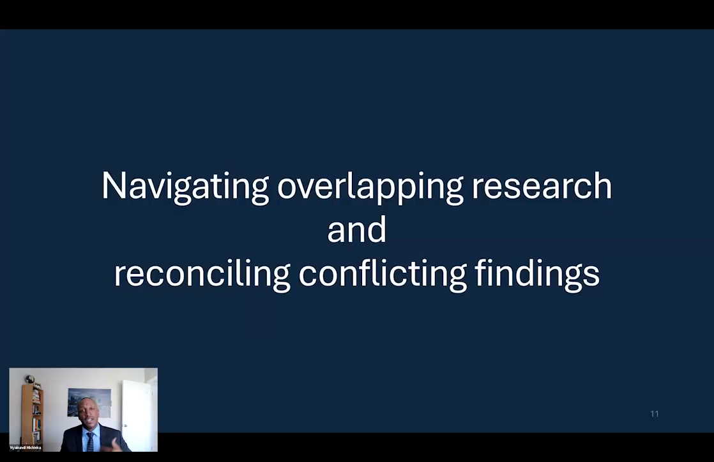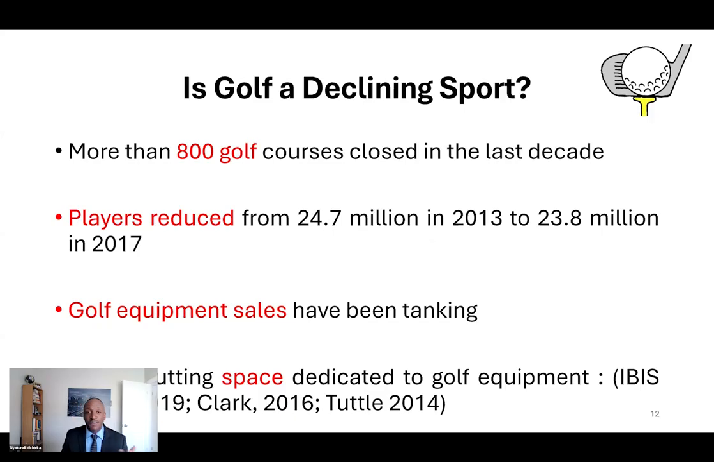So let's start off with the first part, which is how to navigate overlapping research and then bringing these findings together. We worked on a topic here in the Central Valley, right? And it started off with golf, right? Some of the questions that we ask here is, is golf a declining sport? That is a question that has been asked over the last couple of years. Now this study was published about 2 years ago, but at the time when we were looking at this, there were about 800 golf courses which had been closed. There was a time when we had a significant number of golf courses being closed. The number of people who play golf reduced, right? It went from 24 million to about 23.8 million.